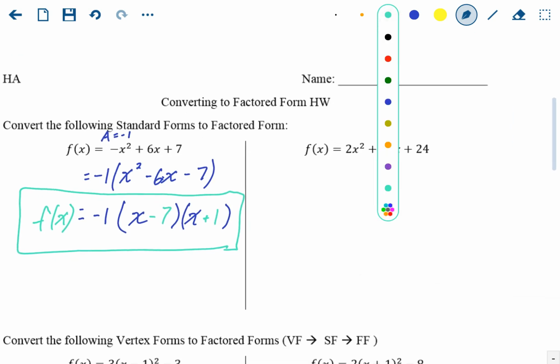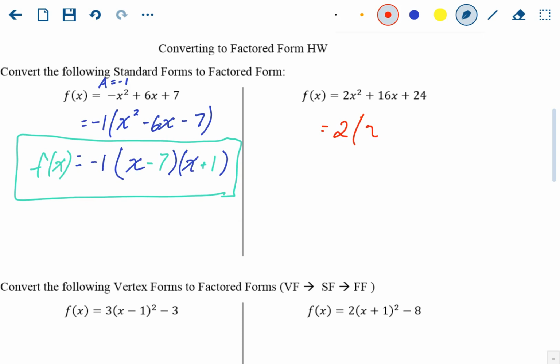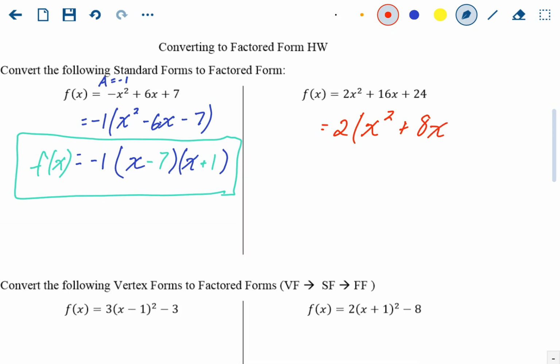Second one's pretty similar. Take out the GCF, factor it. On this one, there is a greatest common factor that's a number. You got 2, 16, and 24. Those are all even, so you're going to factor out the 2. Leaves behind x squared plus 8x plus 12. And then what multiplies to 12 and adds to 8? Well, it's 6 and 2. 6 plus 2 is 8. 6 times 2 is 12. And again, that's factored form.